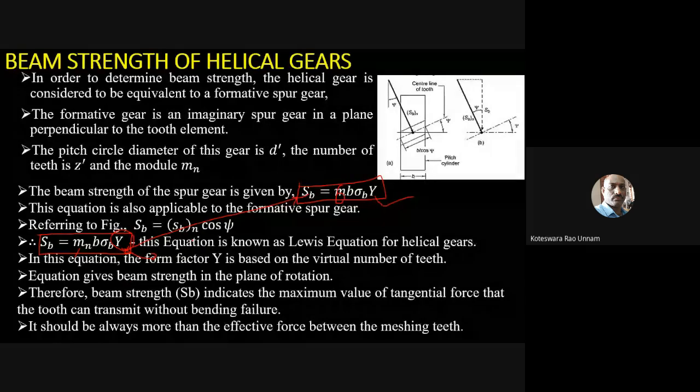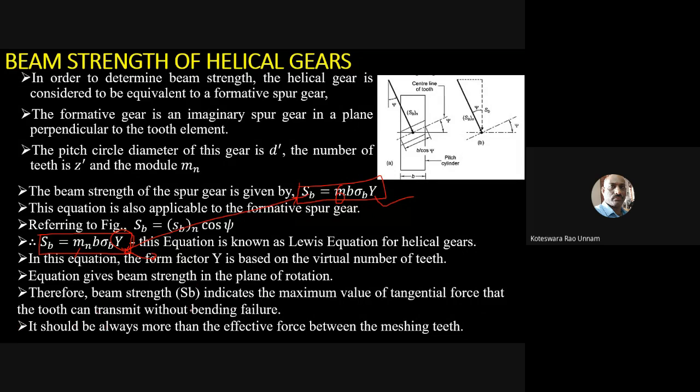So this is how it should be: in order to avoid bending failure, the beam strength should always be more than the effective force between the meshing teeth. Then the tooth is going to be safe, or the tooth is not going to fail under bending.